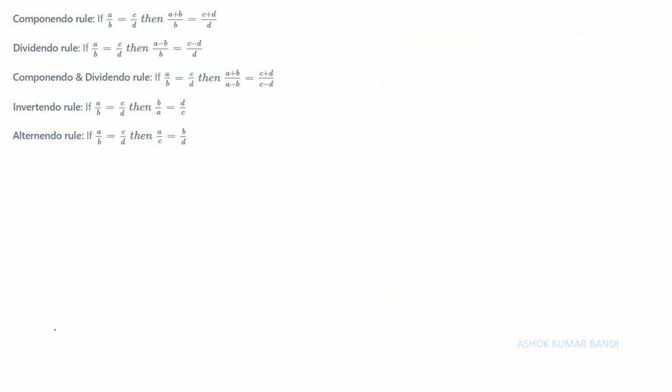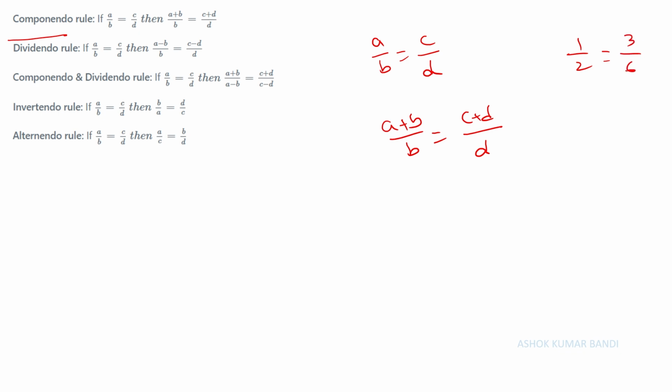Next, componendo rule. That means that if A by B is equal to C by D, you can say that A plus B by B is also equal to C plus D by D. For example, let us take 1 by 2 is same as 3 by 6. The same thing. Then what will happen? Here left side you are going to get 3 by 2 and right side you are going to get 9 by 6. Both of them are going to give you the answer as 1.5.